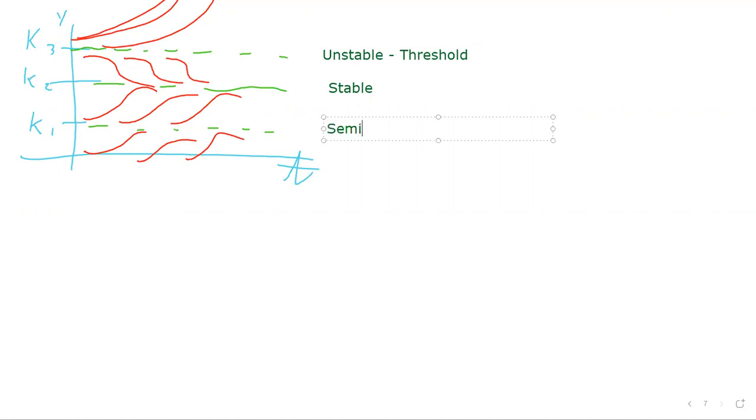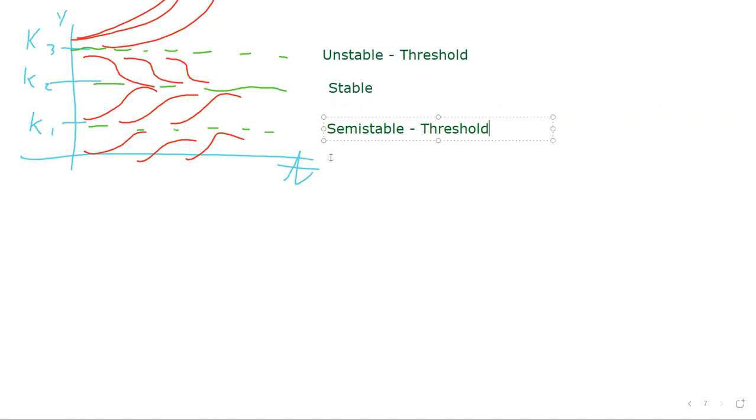K1 is semi-stable because above it's going away, but below it's going towards it. But this is going to be a threshold type because, again, it's a dividing line. Above goes to one place, below goes to another place.